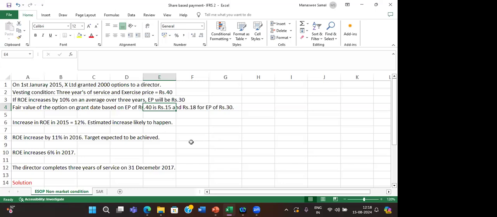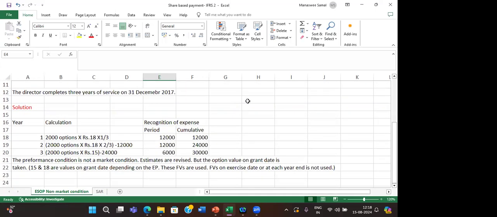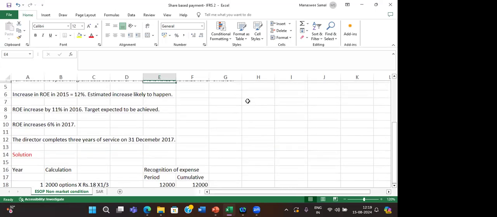And the director completes 3 years of service on 31st December 2017, I believe. Yes, past January 15, so full year 15, 16, and full year 17. Then let us work out the calculation. At the end of the first year, that is when you require your books of accounts to incorporate the option charge, isn't it? So you have taken a value of 18. Why is that? Let us check.